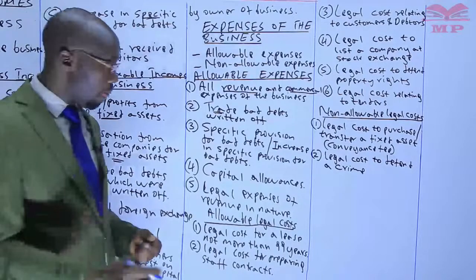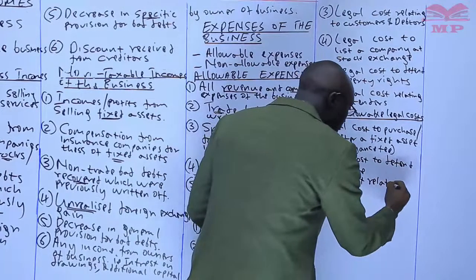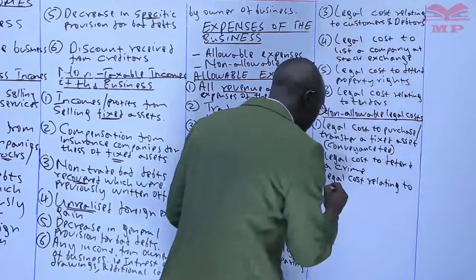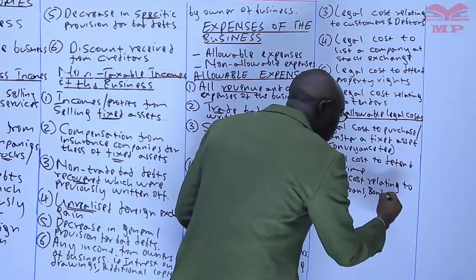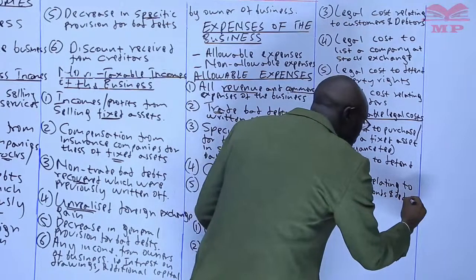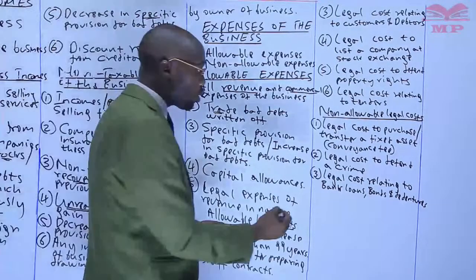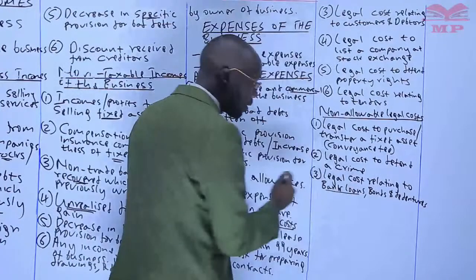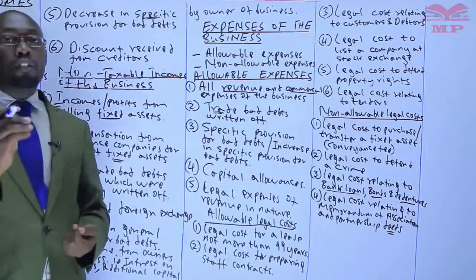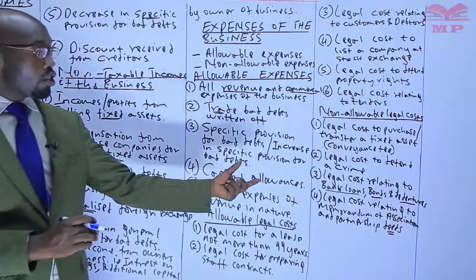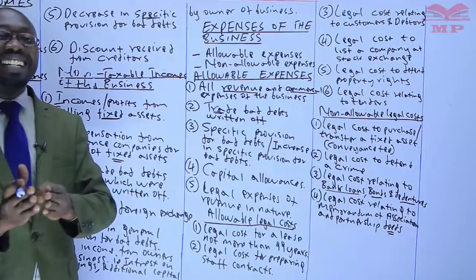Number 3, legal costs relating to bank loans, bonds, and debentures. Now, we are talking about legal costs relating to bank loans. Why don't we allow them? Because being in the long term means if the company lasts for 25 years, that memorandum of association will be there for 25 years. So it's a long-term document, not revenue. We call that capital expenditure.